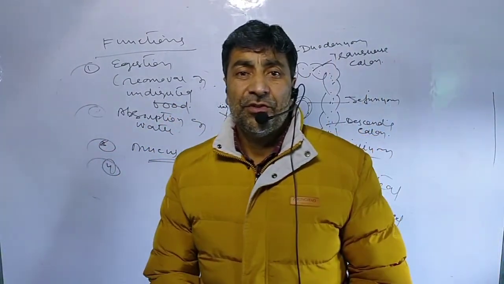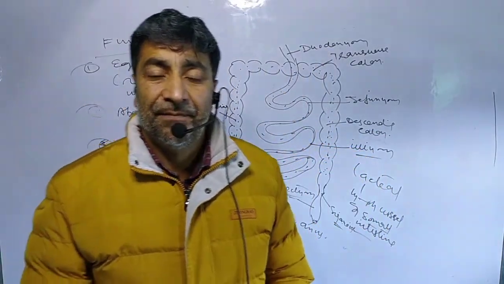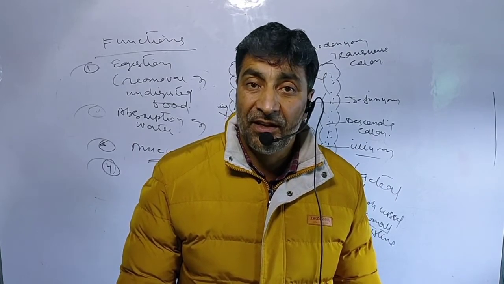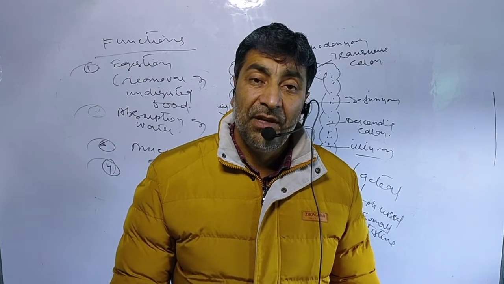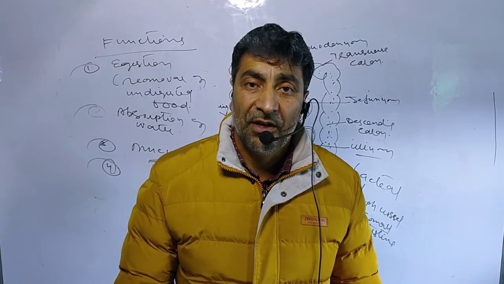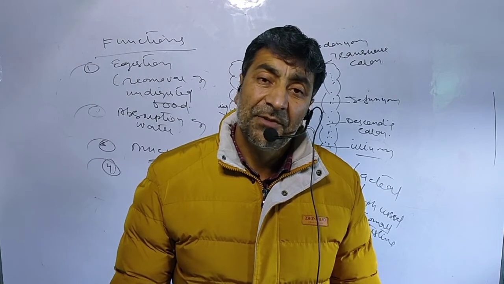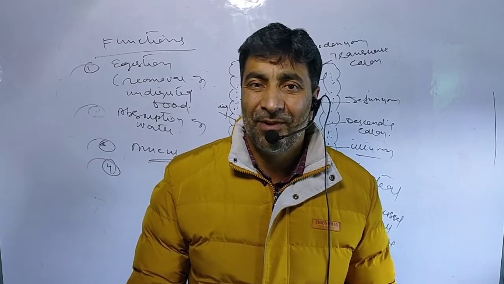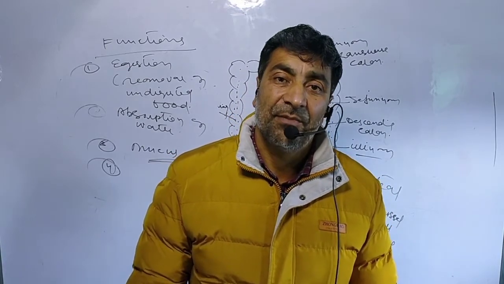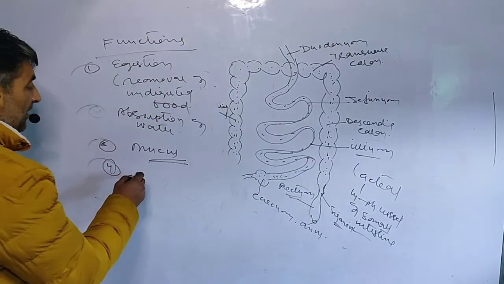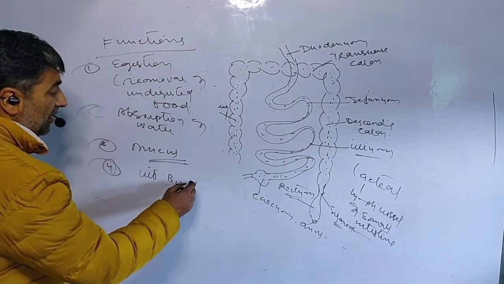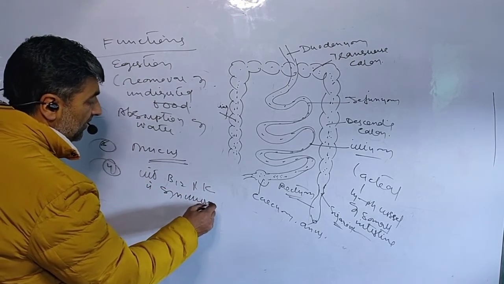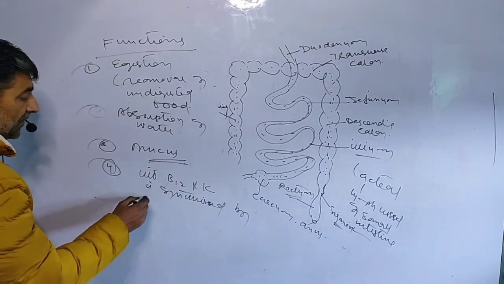As I told you, symbiotic bacteria like E. coli are present over there. They produce vitamin B12 and K, and that vitamin B12 and K is utilized by the human body. What is the benefit of such bacteria? These bacteria also get nourishment and protection from our body. That is why these are called symbiotic bacteria. Vitamin B12 and K is synthesized by colon bacteria.